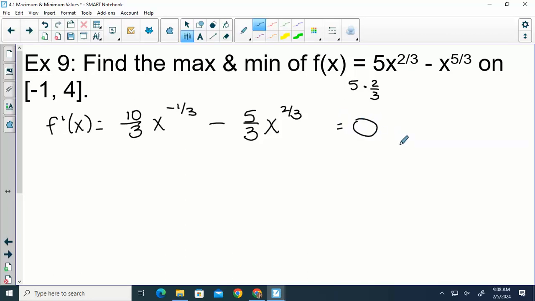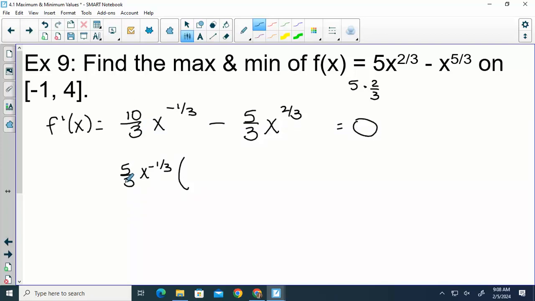So now for solving this, there are different options. We did one Friday where I had you add the term over and cross multiply. You could do it like that. If you just want to think about factoring, that is also an option. So if we're looking at the numbers, 10/3 and 5/3, you could take out a 5/3. If you are factoring, you always take out the smallest exponent, which would be negative 1/3.